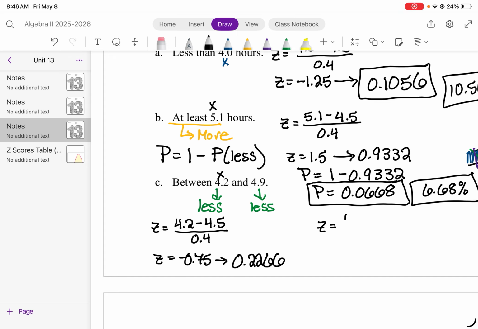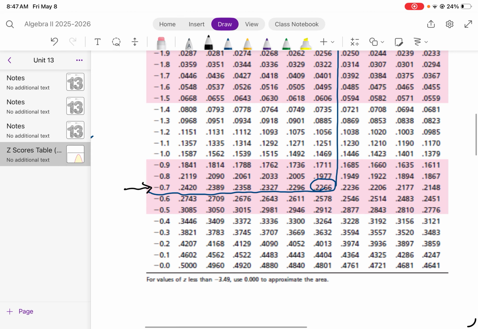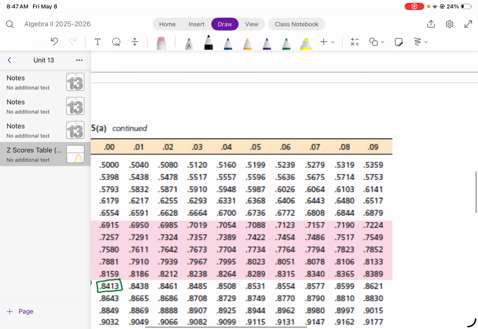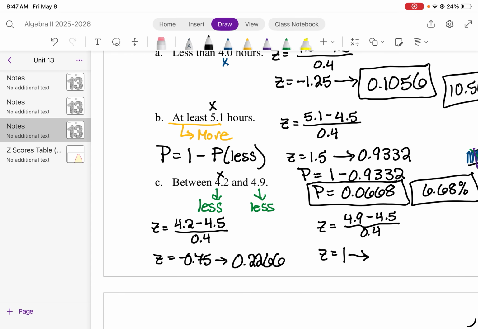Okay. Now we need to find the probability of getting 4.9 hours or less. So z would equal 4.9 minus 4.5, our average, divided by 0.4. Again, you'll type that into your calculator. This one will give us 1 for our z-score, and we'll use that to find our probability. So if we go back to our table, we need the positive 1 value. So make sure you are double checking whether your z-score was positive or negative. And this one, positive 1, gives us a probability of 0.8413.